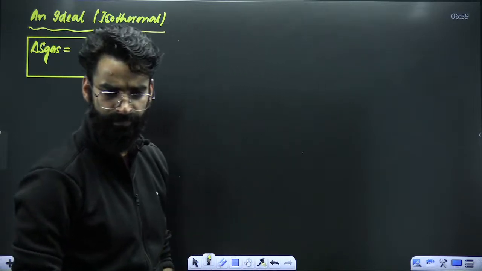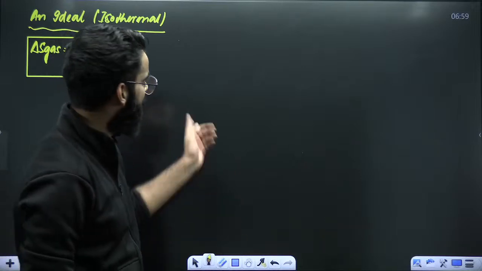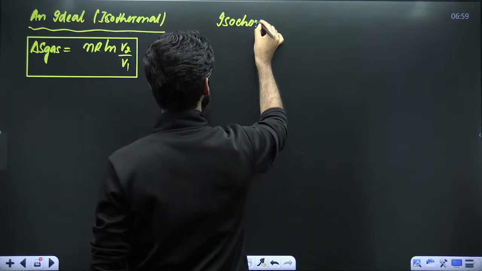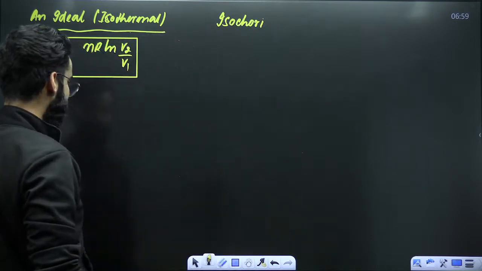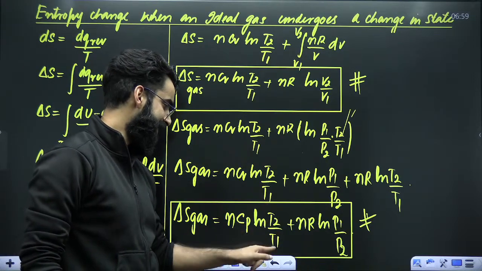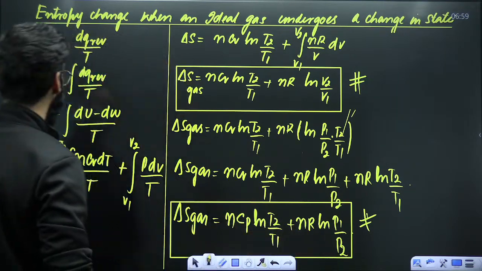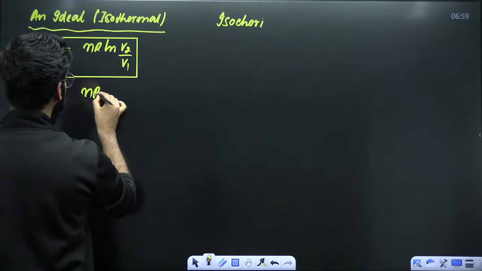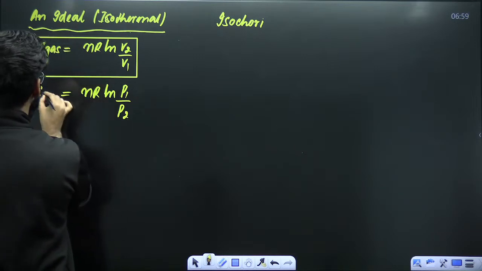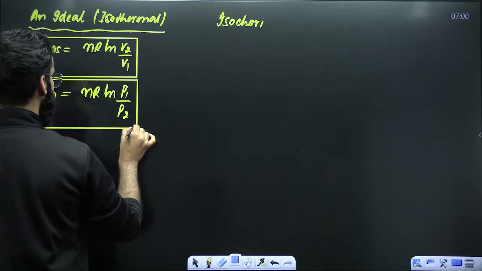Point number 1. Now, one more result in the isothermal case. Temperature is constant, T1 and T2 are the same, so this gets cancelled out. Ln of 1 is 0, so this term is 0. It can also be nR ln of P1 divided by P2. These are the two expressions you can remember to calculate the entropy change of the gas which undergoes an isothermal process.